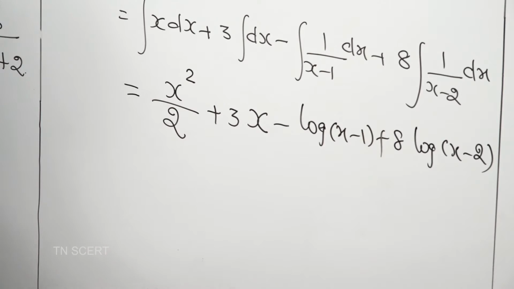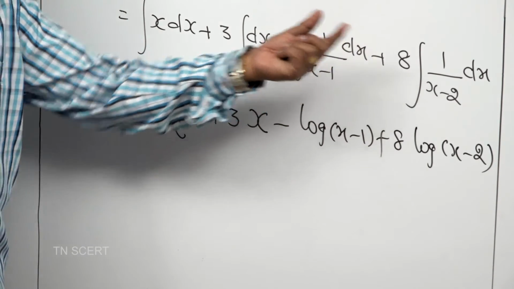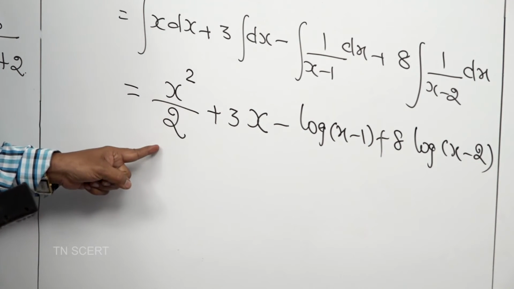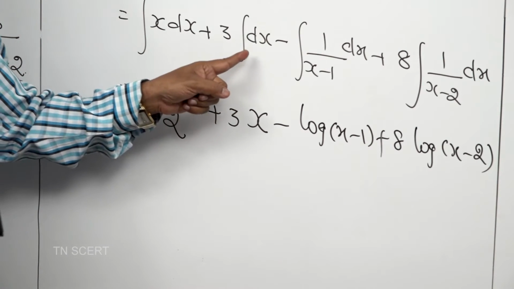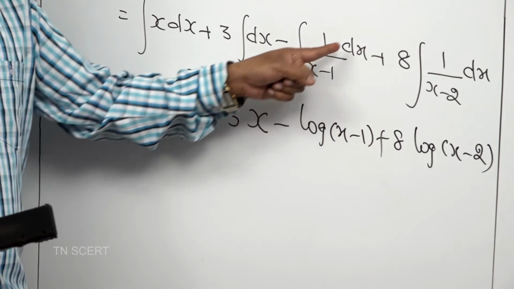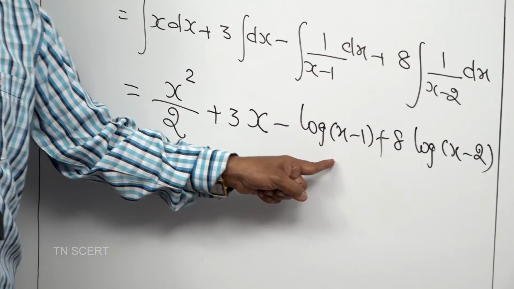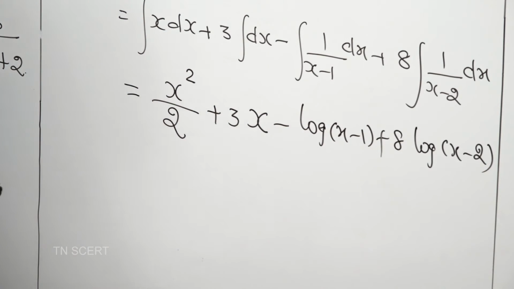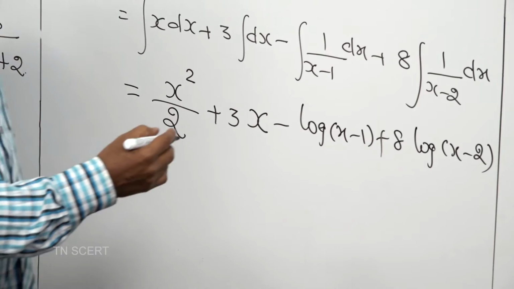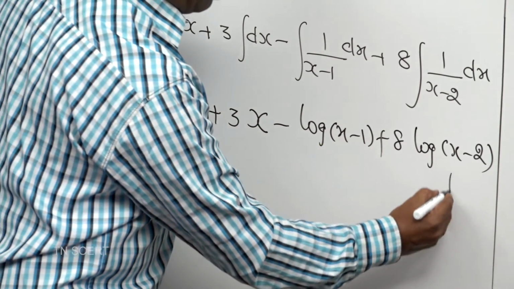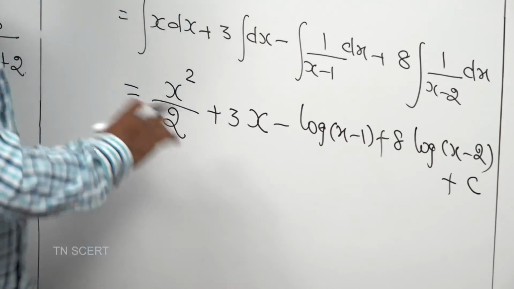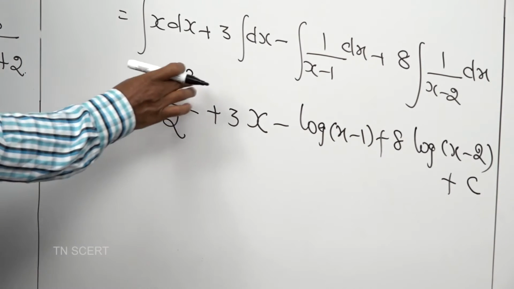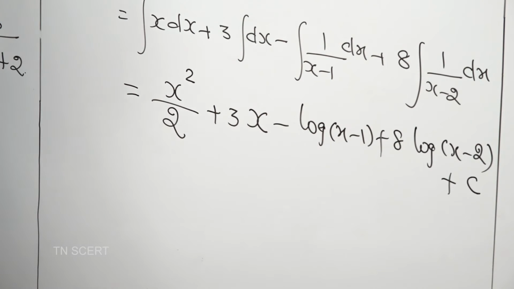Dear students, we have done the integral part with the simple strategy that integral x dx is x squared by 2, integral dx is x, integral dx by x minus 1 is log of x minus 1, and here log of x minus 2. Here you have to put the constant c, and in the final answer, whenever you integrate, a constant c we have to write. So, x squared by 2 plus 3x.